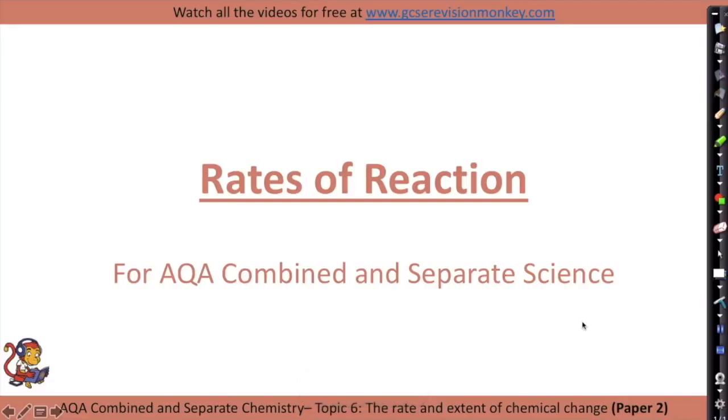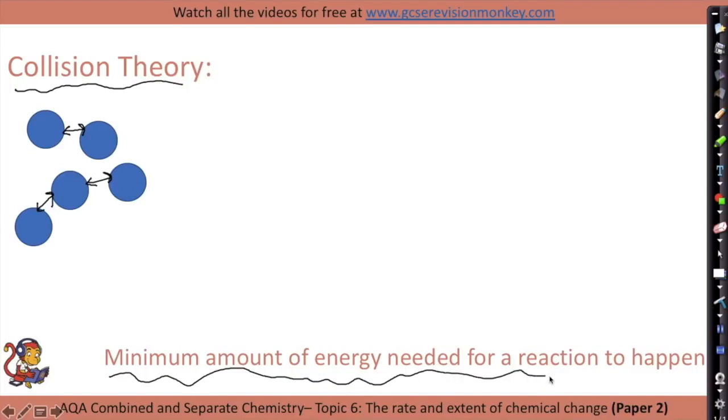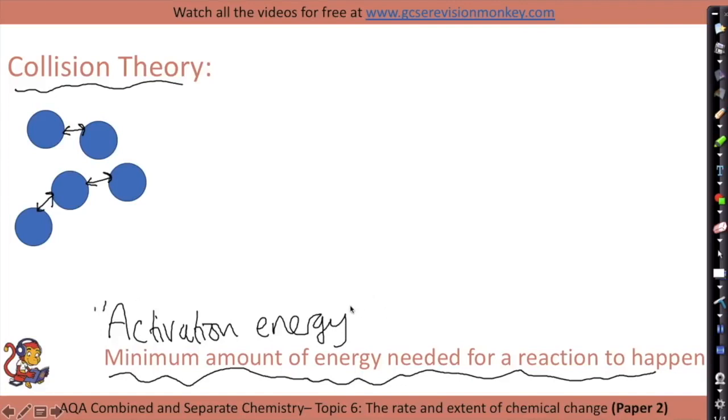Let's start with our initial ideas then of what actually has to happen for a reaction to occur. And this is all to do with collision theory. This is the idea that particles are constantly colliding with each other. But that doesn't necessarily mean that they are going to react. The only way in which they can react is if they have the minimum amount of energy needed for a reaction to happen, and we call this the activation energy. So only if those particles collide with the activation energy or enough energy will they actually be able to react.